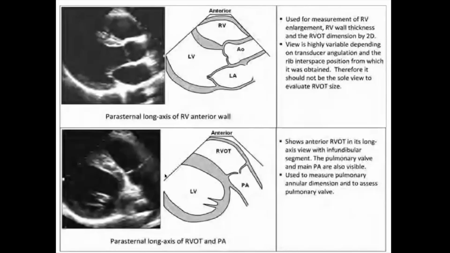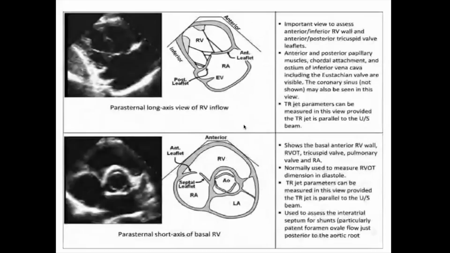Then in the parasternal long axis view of the RVOT and PA, when you fan down, you see the RVOT in its long axis, and the main PA is also visible, and so you can get the distal RVOT measurement in this view. And you can get an assessment of the pulmonic valve. In the parasternal long axis RV inflow view, we don't do any specific measurements here, but just as a visual representation, you have your RA and RV, and so you can get a sense of TR in this view, and then the relative size of the RA and RV.